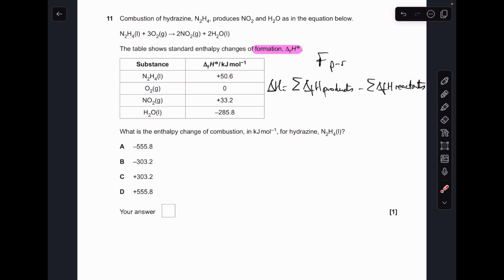Number 11, so you can see we've got a table full of enthalpy changes of formation, and we're using it to calculate the enthalpy change for this reaction here. So therefore we need to use the formula delta H equals the sum of the enthalpy changes of formation of the products minus the sum of the enthalpy changes of formation of the reactants. I just remember it as FP minus R, products minus reactants. So I'll just put those numbers in, and you should get minus 555.8, so A is the answer.